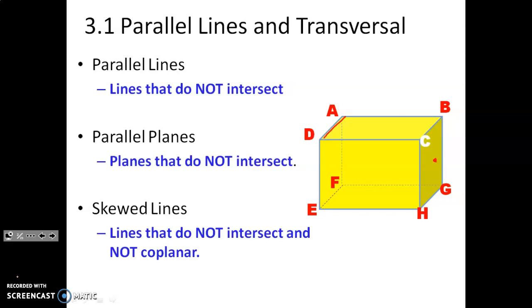Parallel planes. There's 6 sides, or 6 planes, in a cube. Top and the bottom would be parallel to each other. Left and right would be parallel. Front and back would be parallel.